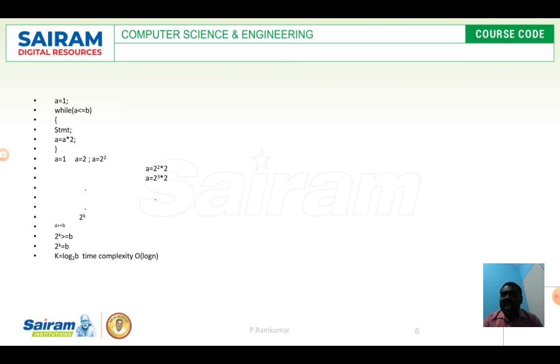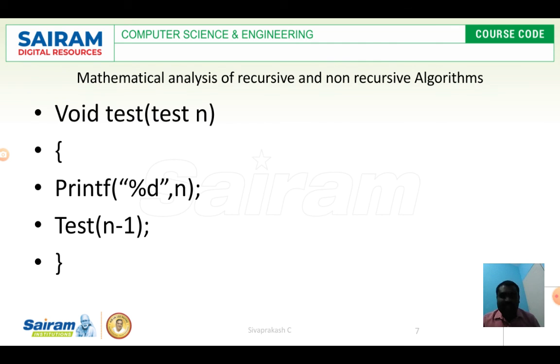So instead of a I am replacing it by 2 power k, so 2 power k greater than or equal to b. I am considering 2 power k equal to b. If a power n is equal to x, then n will be log x to the base a. According to that, 2 power k equal to b means k equal to log b to the base 2. So now the time complexity will be order of log n. And this is called mathematical analysis of non-recursive algorithms.